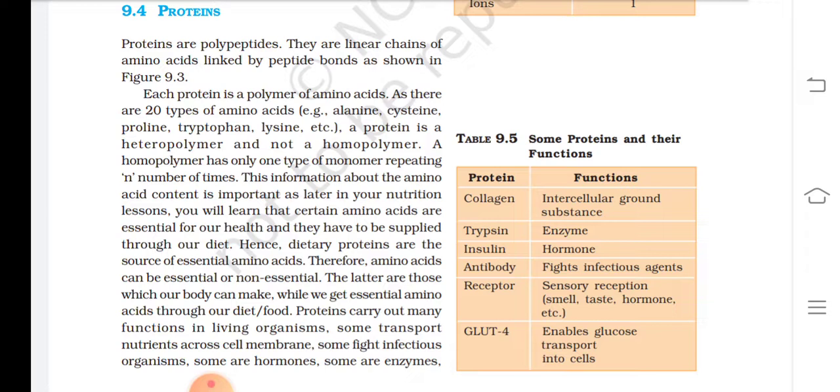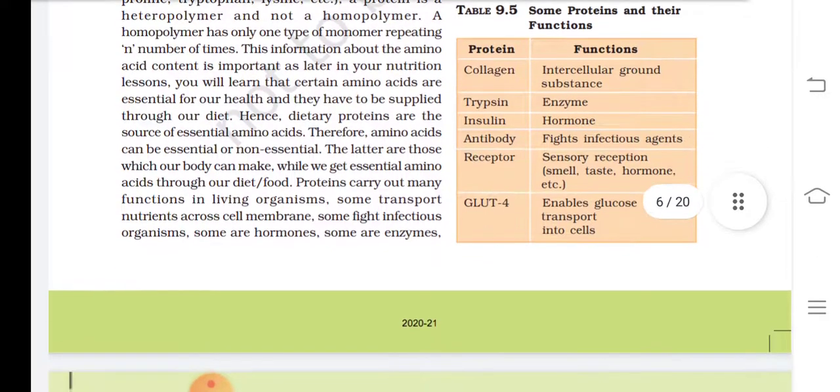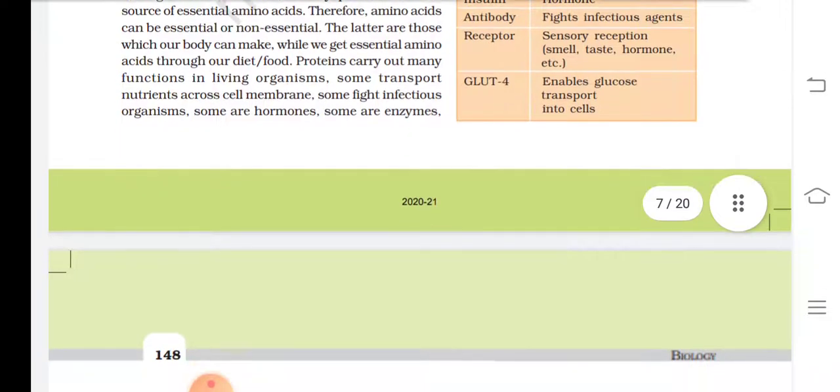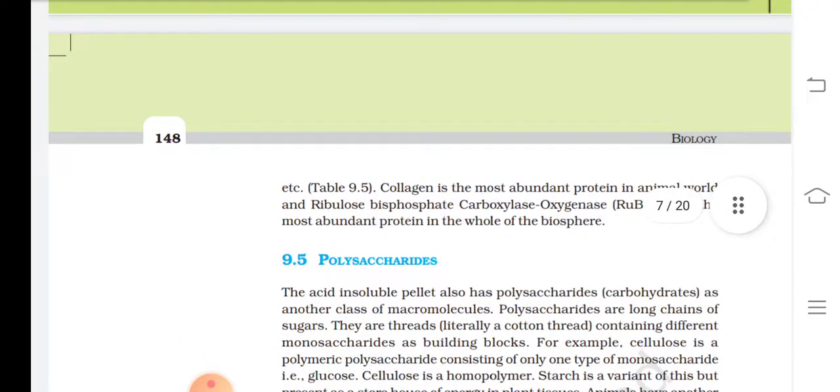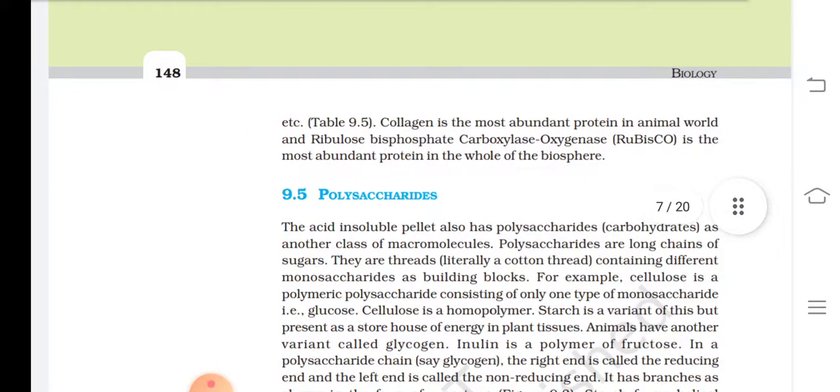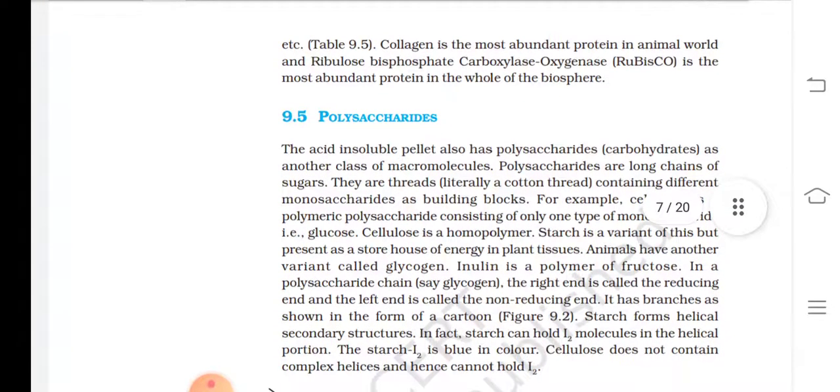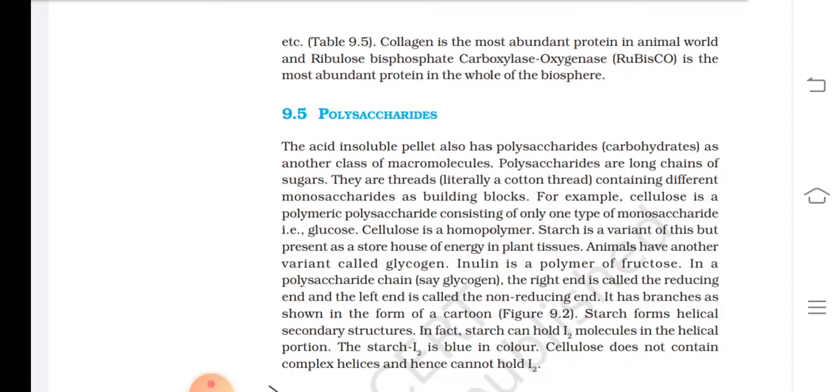Therefore, amino acids can be essential or non-essential. The latter are those which our body can make, while we get essential amino acids through our diet or food. Proteins carry out many functions in living organisms. Some transport nutrients across cell membranes, some fight infectious organisms, some are hormones, some are enzymes, etc. Collagen is the most abundant protein in the animal world, and ribulose bisphosphate carboxylase oxygenase, RuBisCO, is the most abundant protein in the whole of the biosphere.